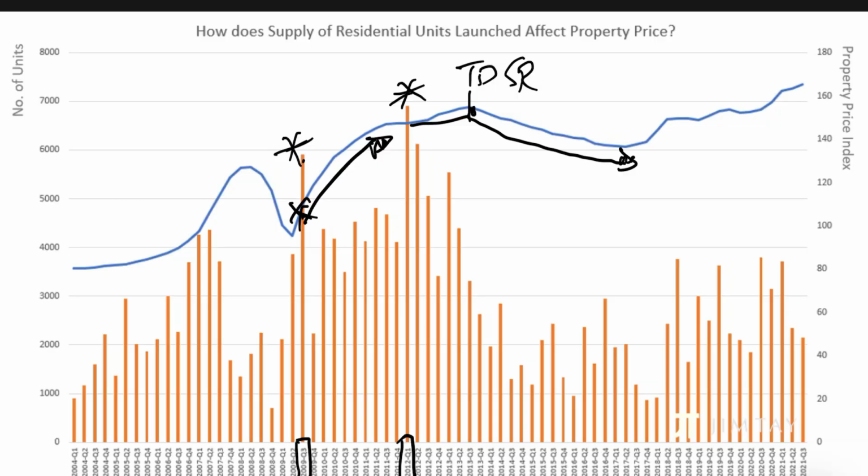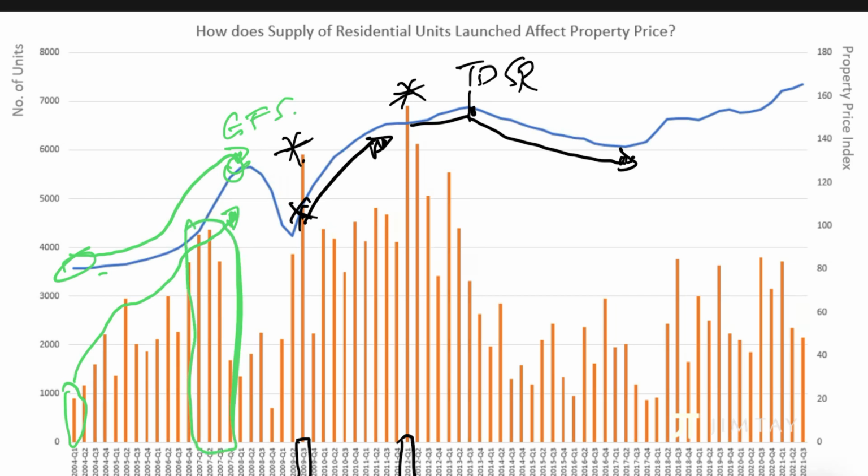If you look further back to the early 2000s when there were not as many cooling measures in the market, you'll see that the price trend went up till the 2008 global financial crisis, and it was also associated with an uptrend in the property units launched. So when prices were low, units launched were also low. When prices were high, units launched were also on the high side. And if you look more recently following TDSR, you'll see that prices fell, supply also fell.